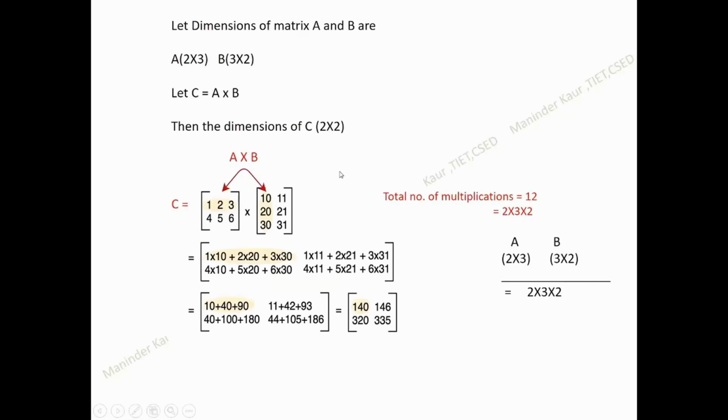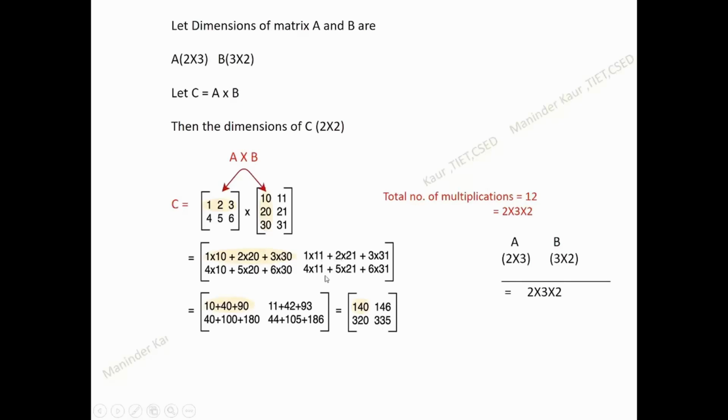Now, one more thing: suppose you are multiplying two matrices of dimension 2 by 3 and 3 by 2. The resultant matrix will obviously be of dimension 2 by 2, that is the rows of the first and the columns of the second matrix. Now, if you go into detail, how many multiplications are required to multiply these two matrices? You can count the multiplications: 1, 2, and 3. Similarly, 3 here, 3 here, 3 here, and 3 at the upper end. That means a total of 12 multiplications, 3 multiplied by 4.